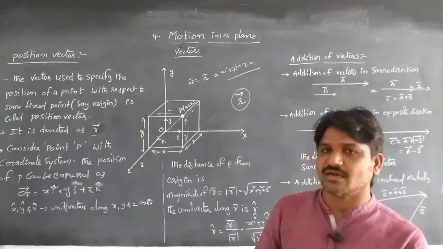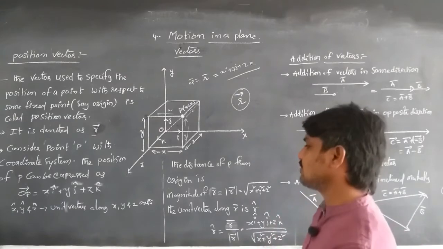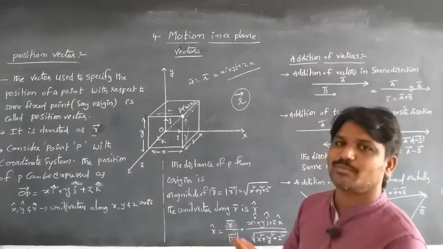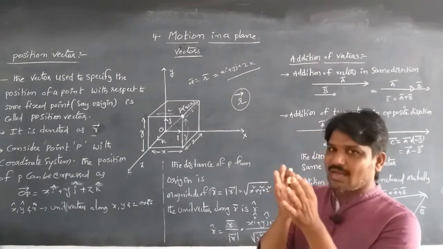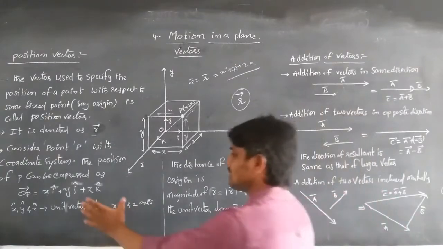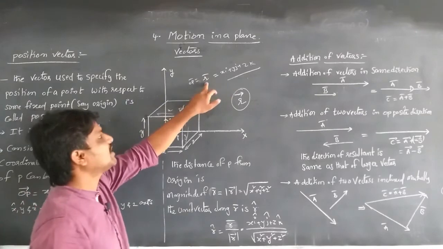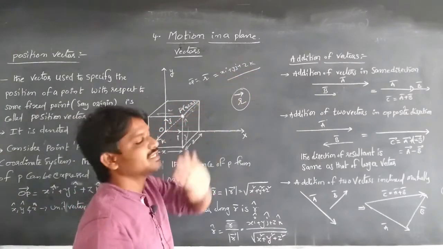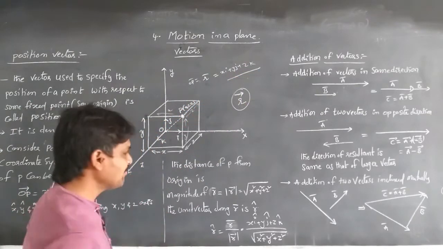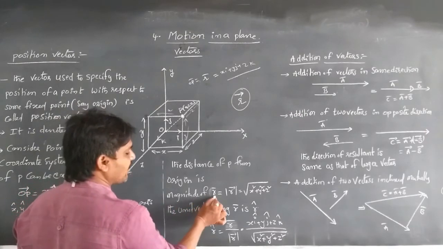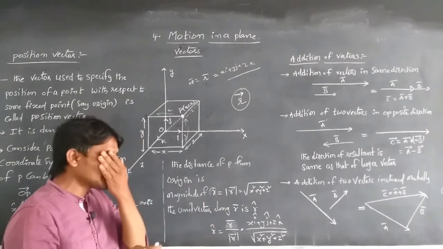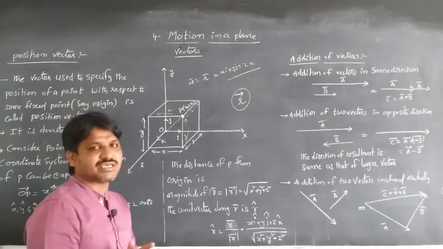The distance of P from the origin can be calculated using the magnitude of r bar. We know the equation for r bar is xi plus yj plus zk. So the magnitude of r bar, like any vector, can be measured by its length.